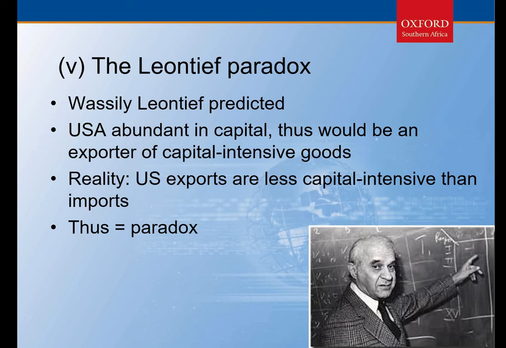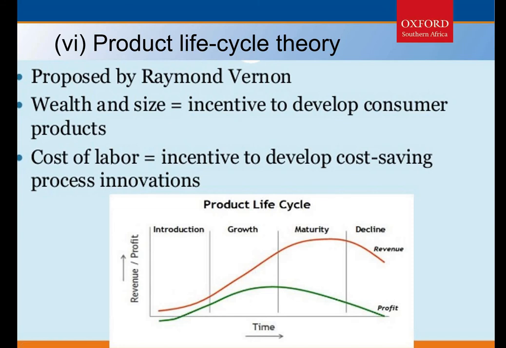Why? It is around factors of production, i.e. it is cheaper to produce capital-intensive goods in developing countries than it is in first world countries. So the paradox is that while you expect rich countries to produce expensive goods, they tend to actually import these goods from poorer countries. Okay.